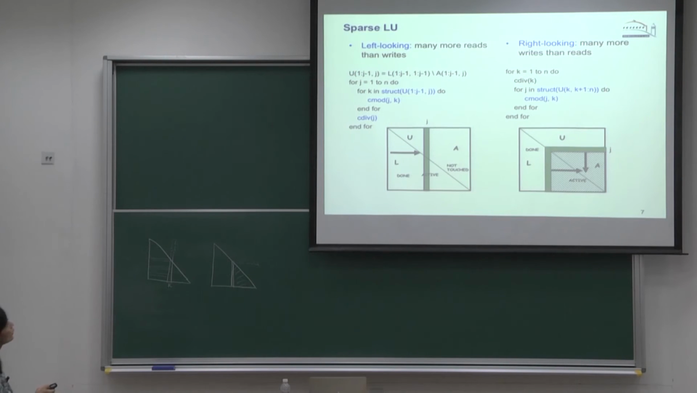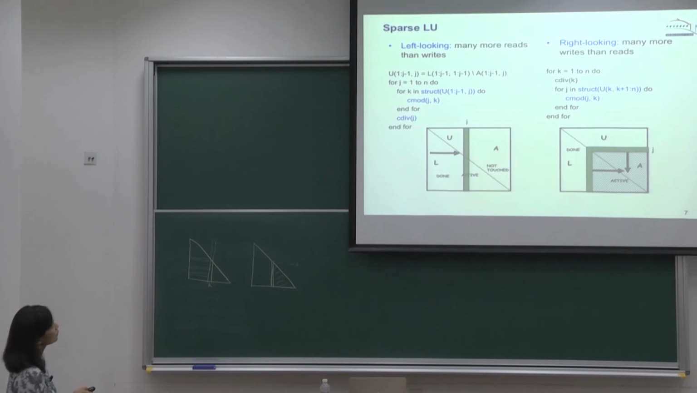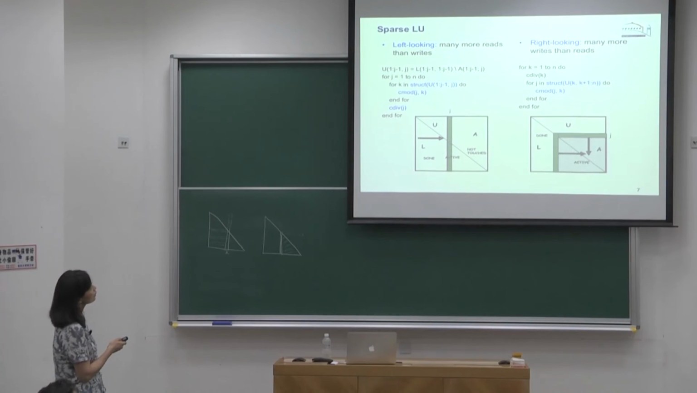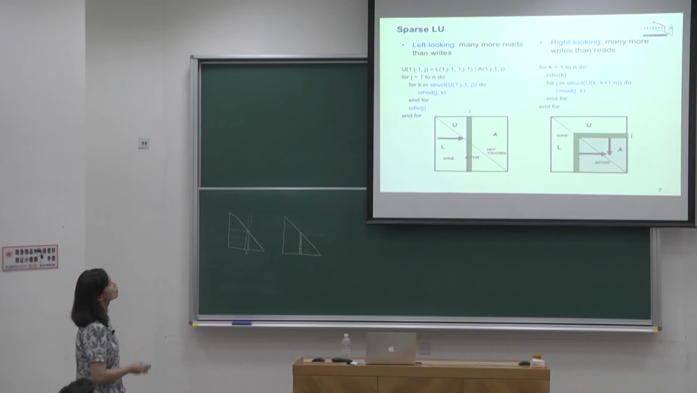And for right-looking, currently you are at this column, right? You first do the column scaling, and then you look at the row of this U and the column of this L. Then you look at the non-zero structure. Again, just pick up the indices J, which are in the row here, and then do the update. So the active part is the trailing matrix here.